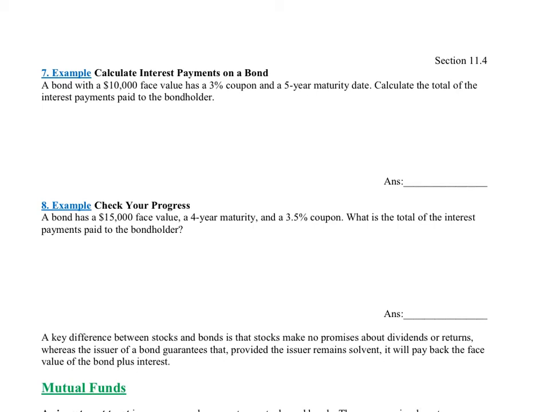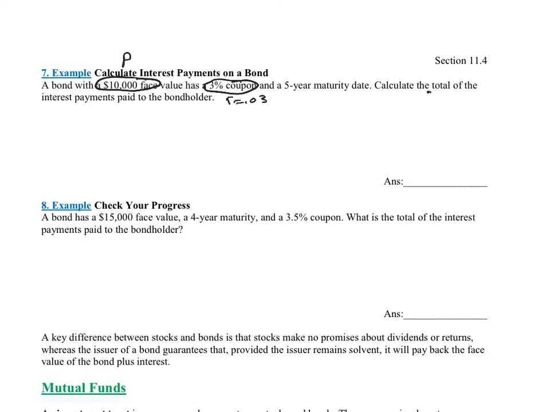All right, let's look at these problems with bonds. It says a bond has a $10,000 face value. Again, that's the amount that you are loaning the company. So that's the P amount. A 3% coupon. Again, the coupon is your interest rate written as a decimal. And a 5-year maturity. So we need to be really, really careful here.